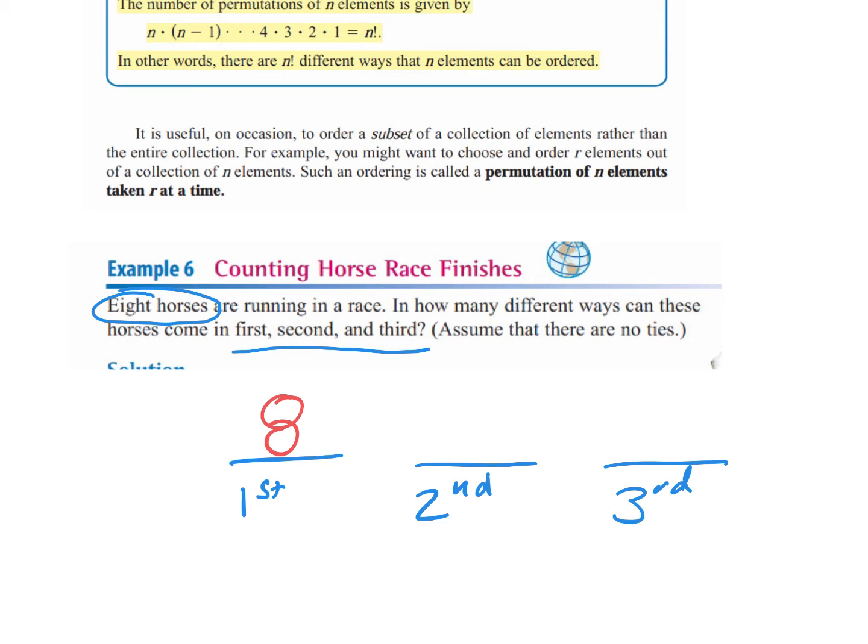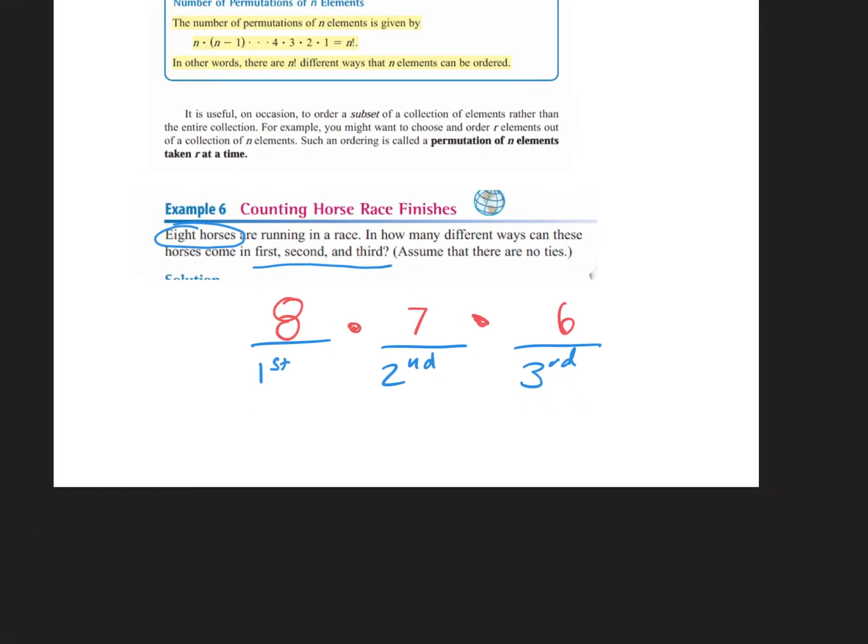Since one of them's going to come in first, then there's how many left for second? Then there's how many left for third? Good. So now what do you do with those 3 numbers? And you get 336. But we don't keep factorial, right? Nope, because they only want the 3 places.